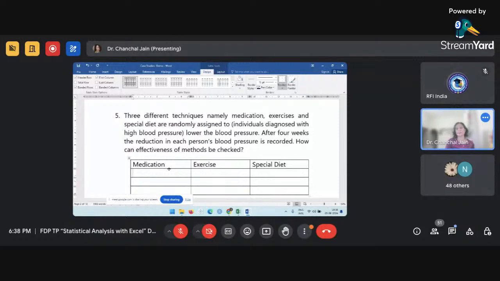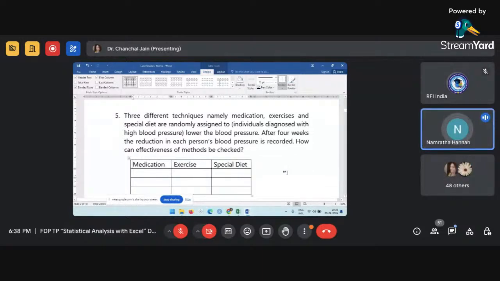Madam, there are 7 combinations, right? One medication separately, exercise separately, special diet separately. Then 2 of them together: medication and exercise together, exercise and special diet together, medication and special diet together. Then all 3 together. So we have 7 cases, isn't it?